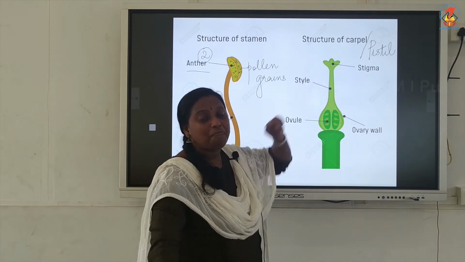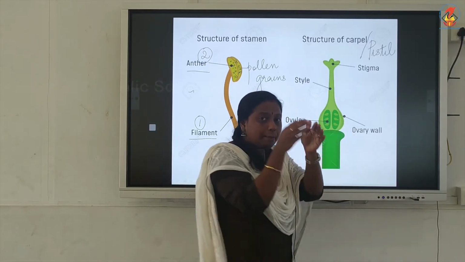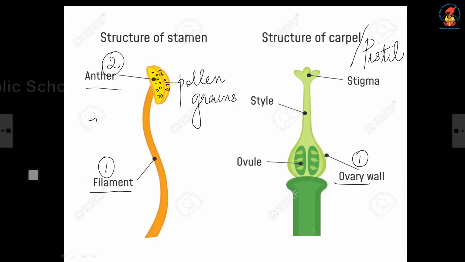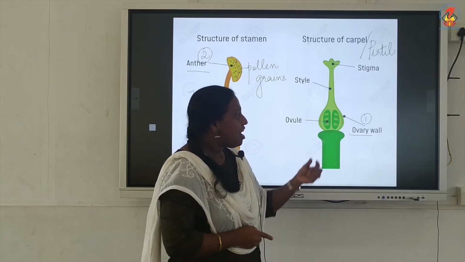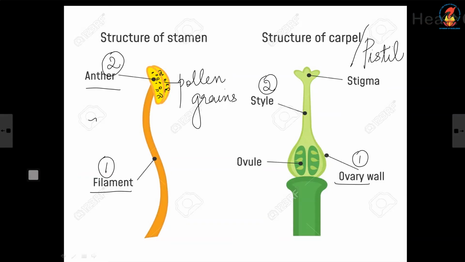carpel or the pistil. Now the stamen had two parts, but this carpel or pistil has three parts. What are the three parts of this carpel? The base is swollen. Can you see? The base of the carpel is swollen and you call the base the ovary. So number 1 is the ovary. The swollen base of a pistil or carpel is called the ovary. From the ovary starts a long tubular portion, you call it the style. The tip of the style, you call it the stigma.